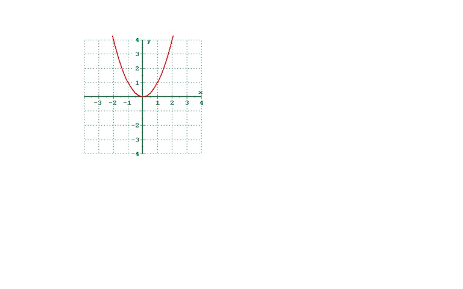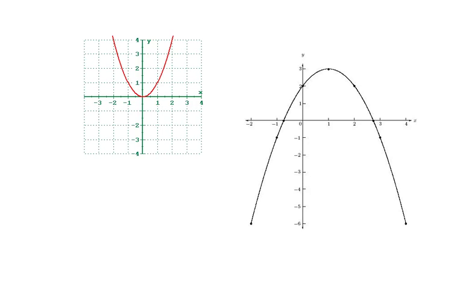This graph opens up. It would have a positive coefficient. This one opens downward. It would have a negative coefficient. Using what we have learned, you've now learned how to graph and identify quadratic functions.